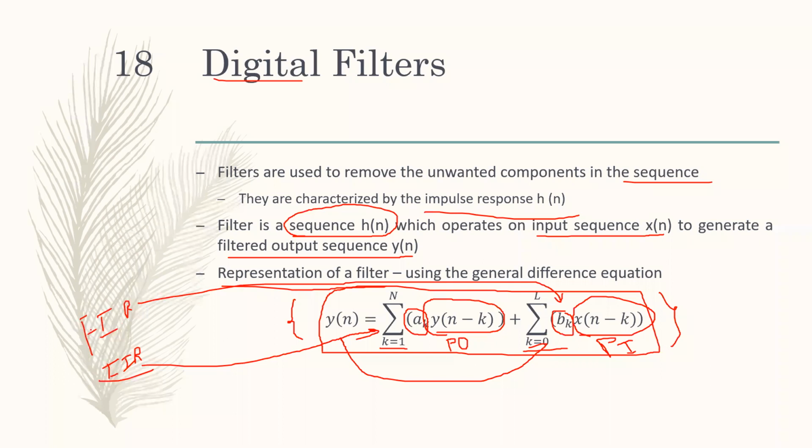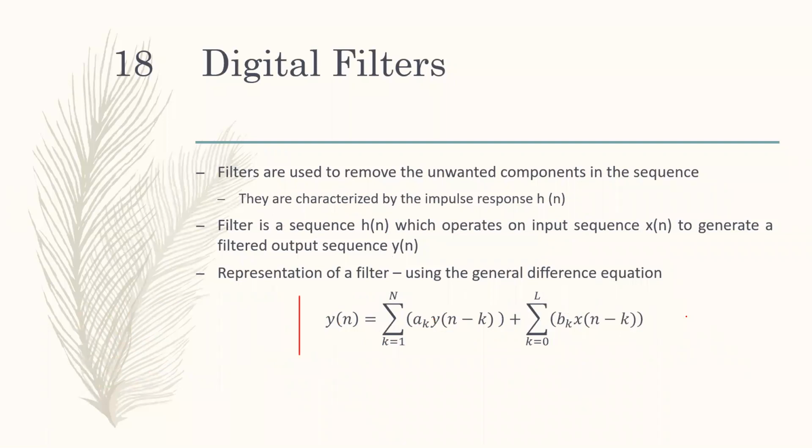So if I observe an FIR filter, this entire summation will not be present. In short, these coefficients will turn out to be 0. But in an IIR filter, this is not assured. This can have a non-zero value, and this also can have a non-zero value. So this is the general equation that I have to remember.